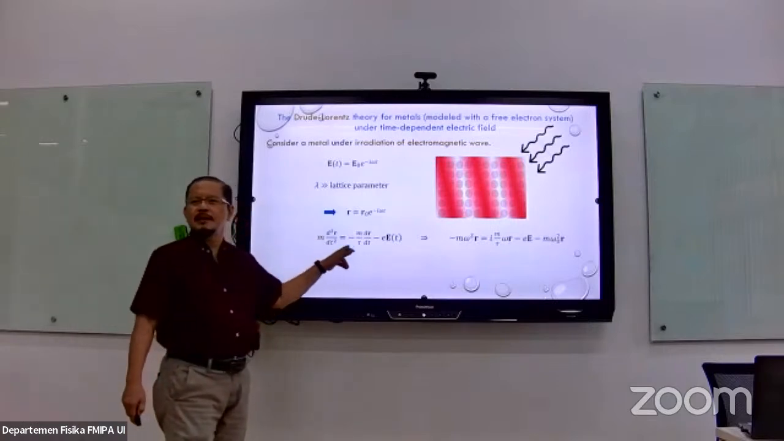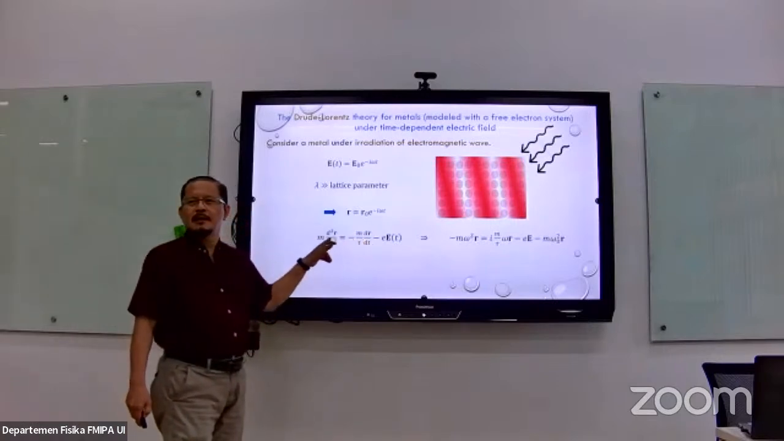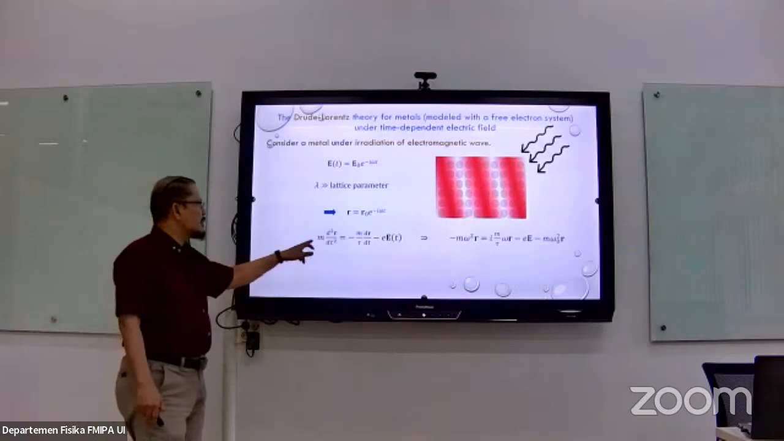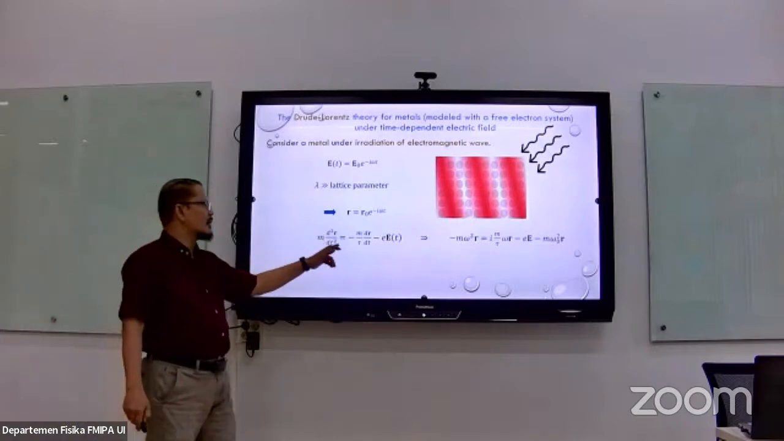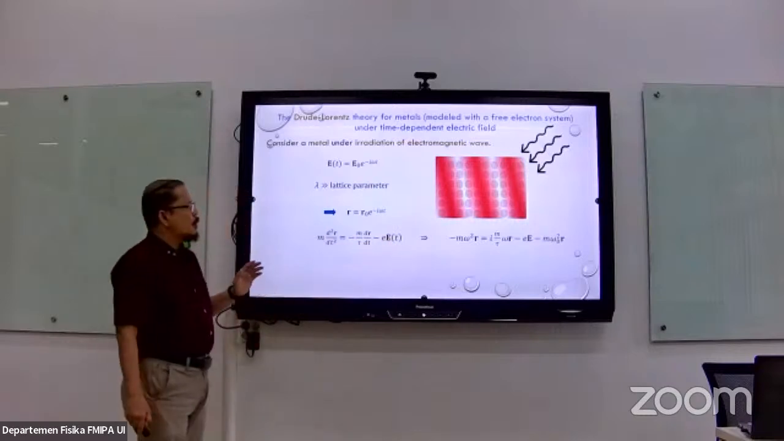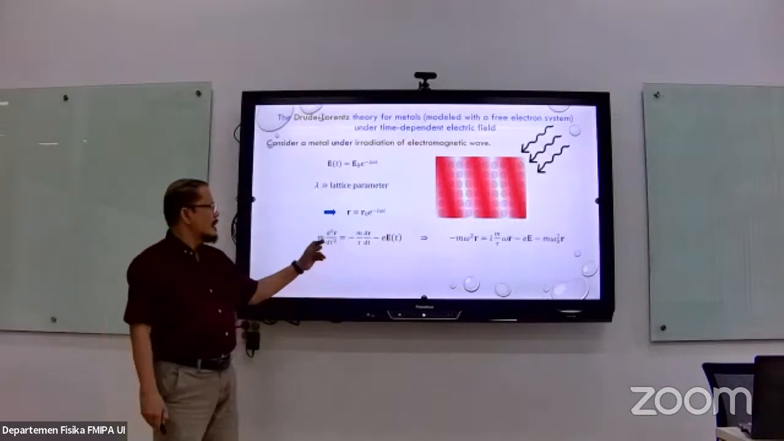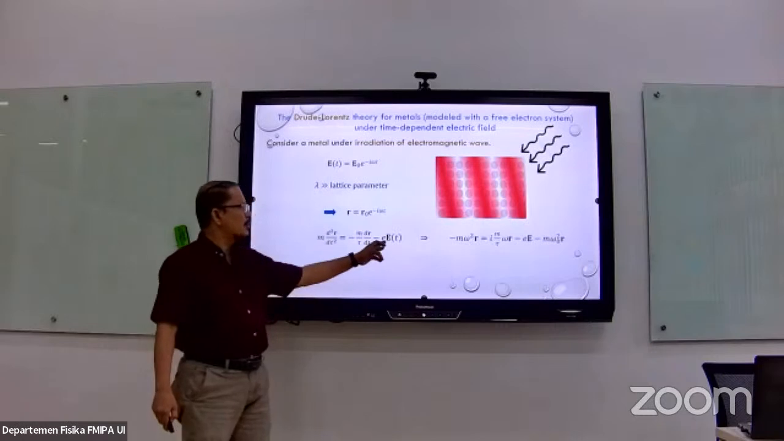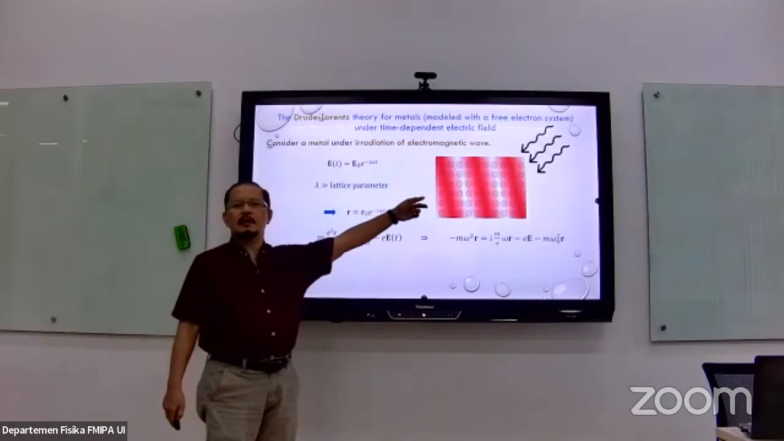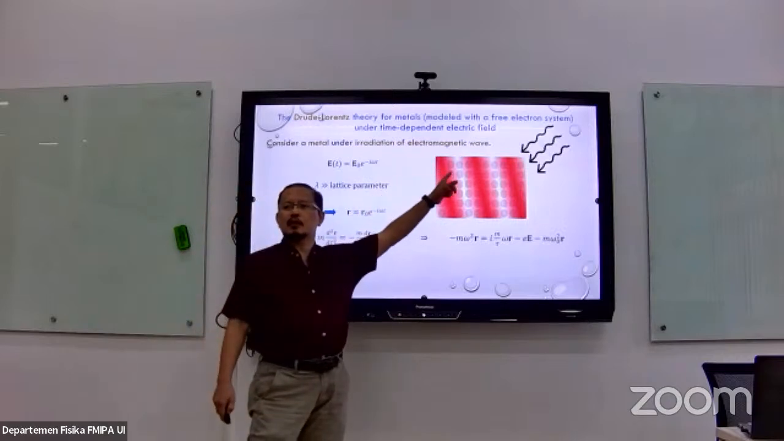So we simply apply, what equation is this? What law is this? Newton, right? So this is m times a, and on the right hand side we have two forces here. The second one is the force exerted by the electric field carried by the electromagnetic wave.